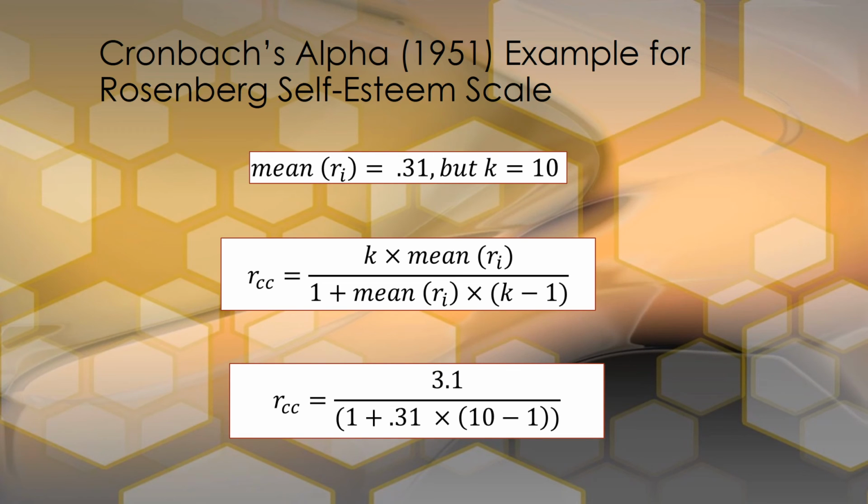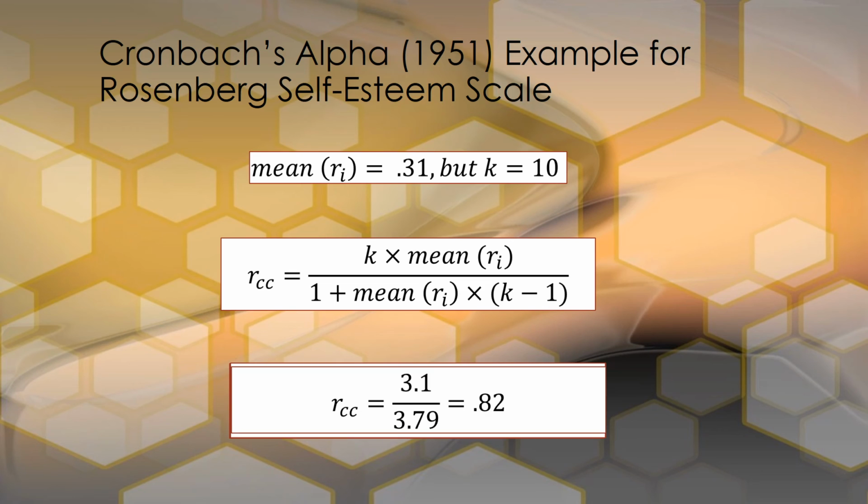So we're going to do the top first and do 10 times 0.31, and that gives you 3.1. Then we're going to do the bottom, and we're going to start with parentheses. So we're going to do 10 minus 1, which is 9. And then we're going to do the bottom multiplication, 0.31 times 9. We get 2.79. We're going to add 1 to that. And then we get 3.79, and now we can divide those numbers. So 3.1 divided by 3.79 is 0.82.